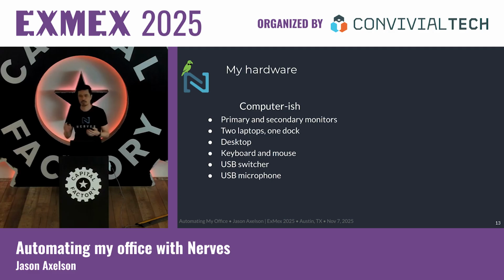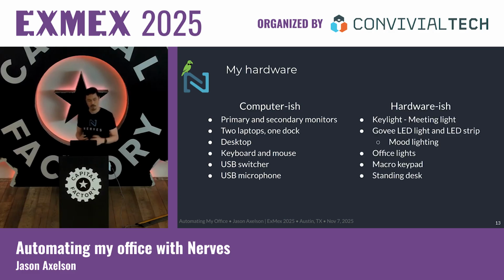I have a USB switcher that I use to switch the input for my USBs between the dock and the desktop. And I have a USB microphone so that people can hear me very well on meetings. On the hardware side, I have my key light, which is my meeting light, so that I can look as good as possible on my meetings.